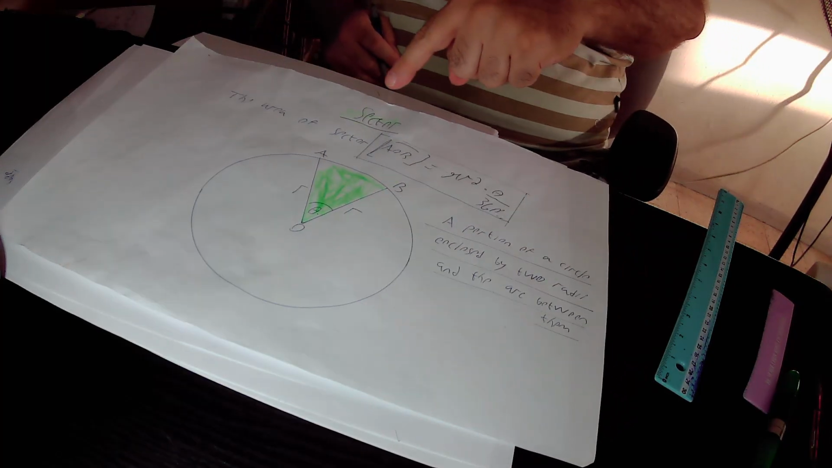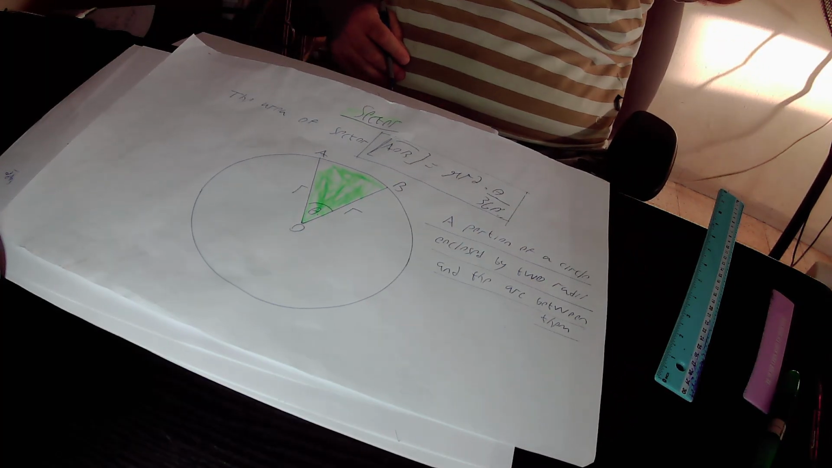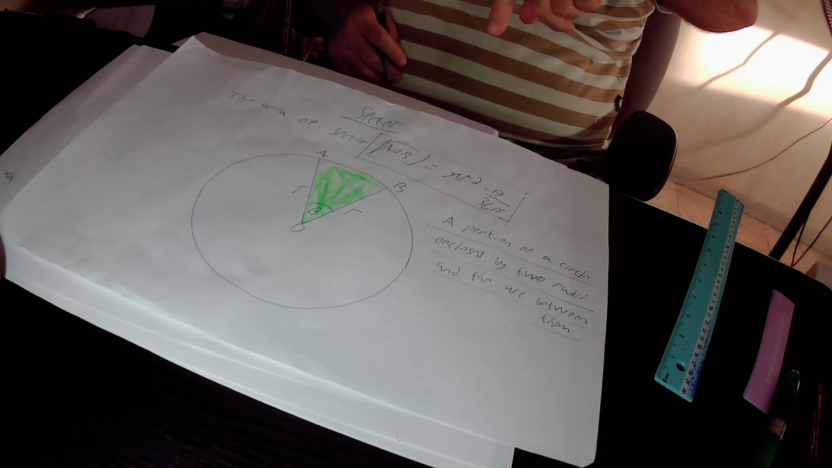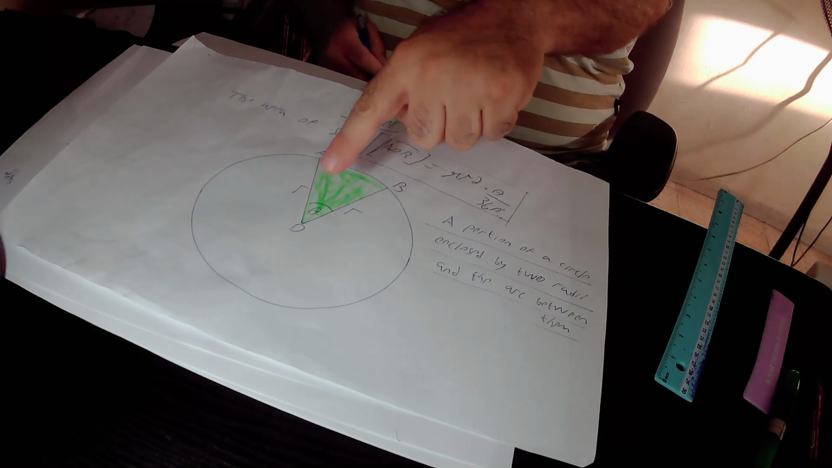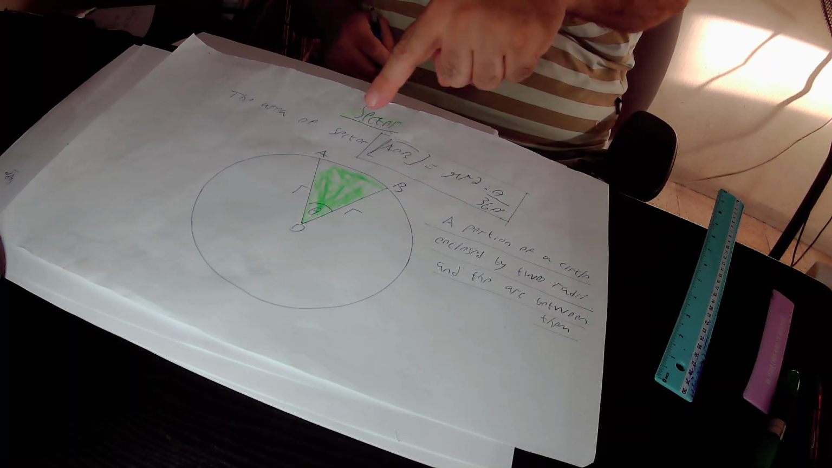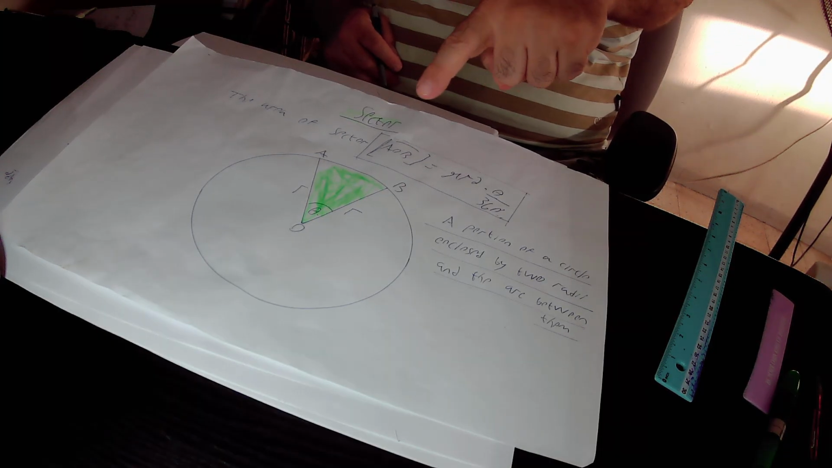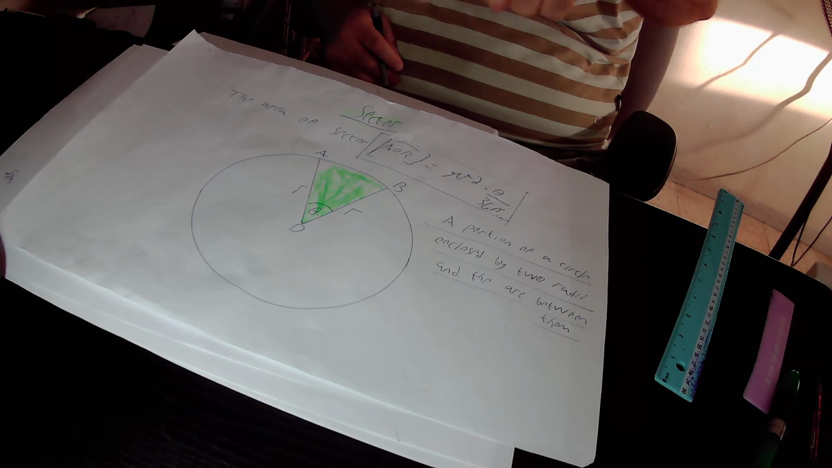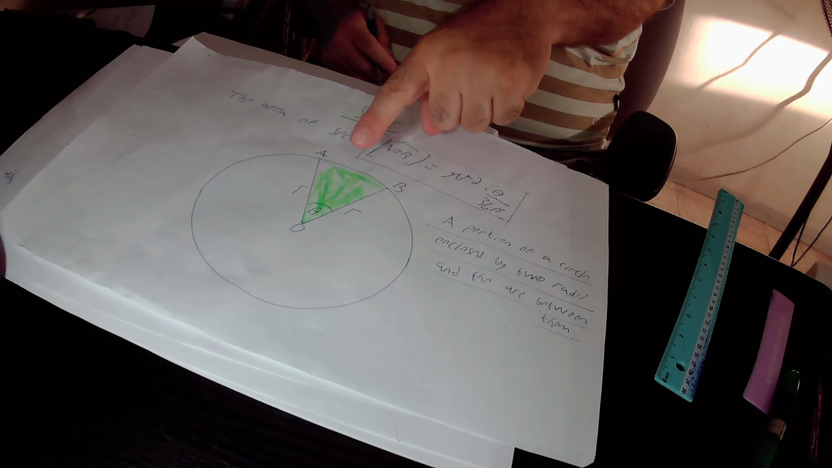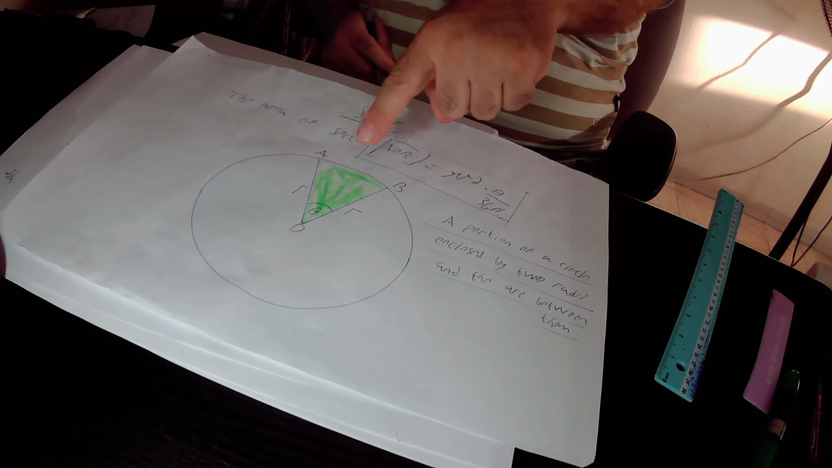This is sector AOB. It consists of those two radii and the arc AB between the two radii. Actually, the two radii are defined as the legs of the sector. Angle theta is defined as the angle between the legs of the sector.